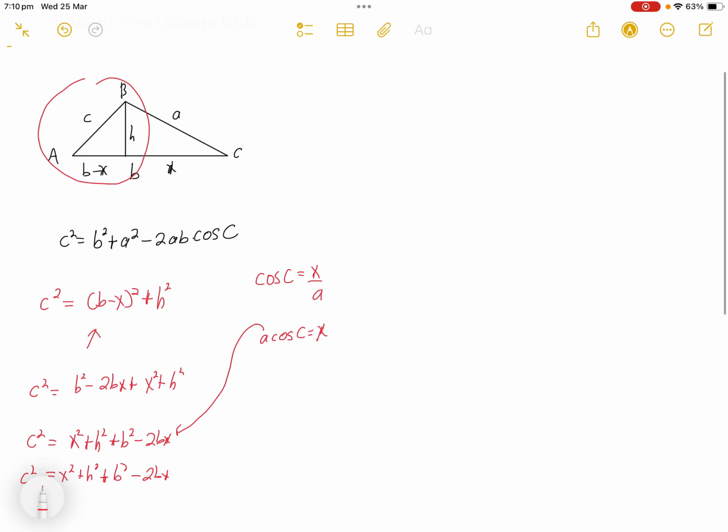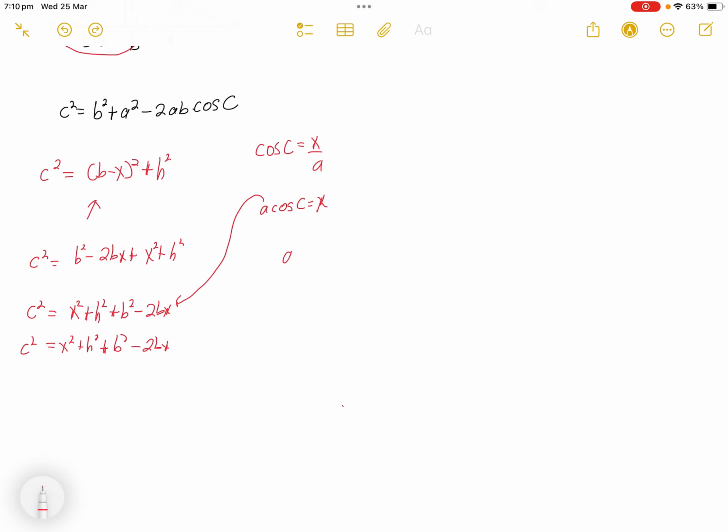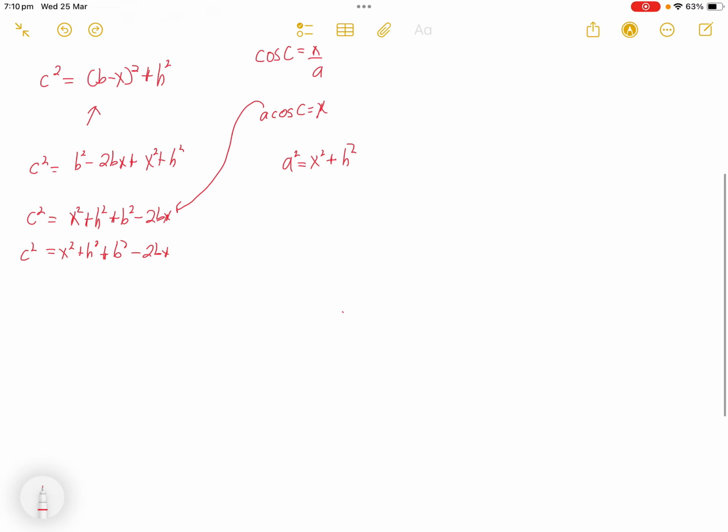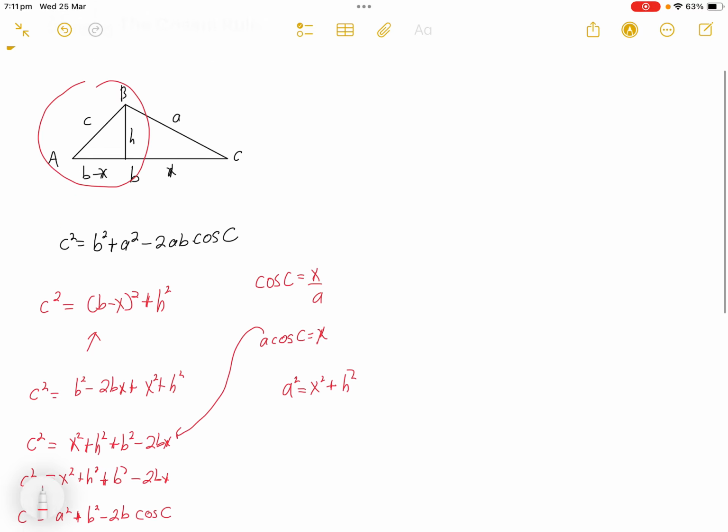And the last thing we want to do is perform the Pythagorean theorem on this triangle right here. So a squared is going to equal x squared plus h squared. So here's a catch. Because we have x squared plus h squared over here, we're going to swap this with a squared. And we're finally done with that.